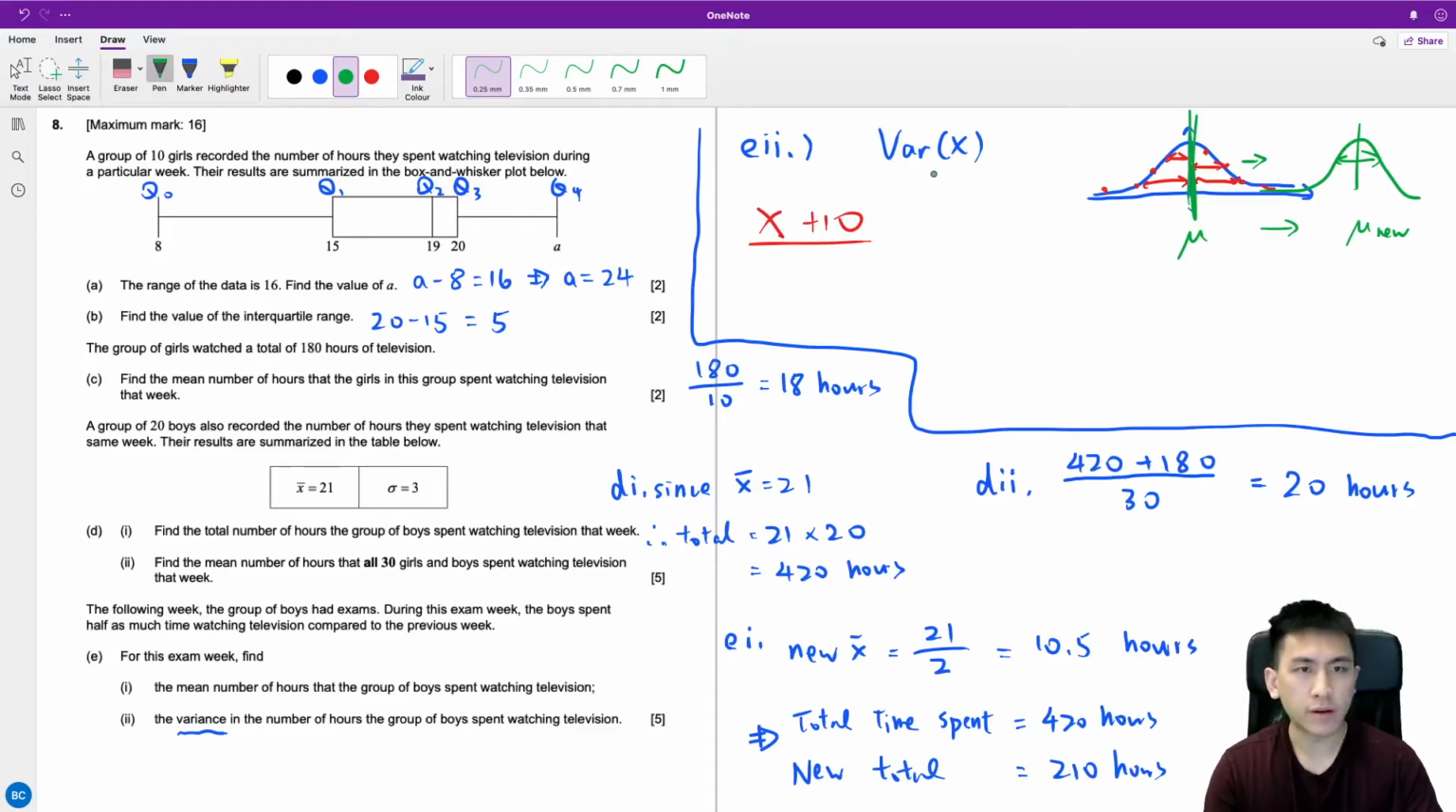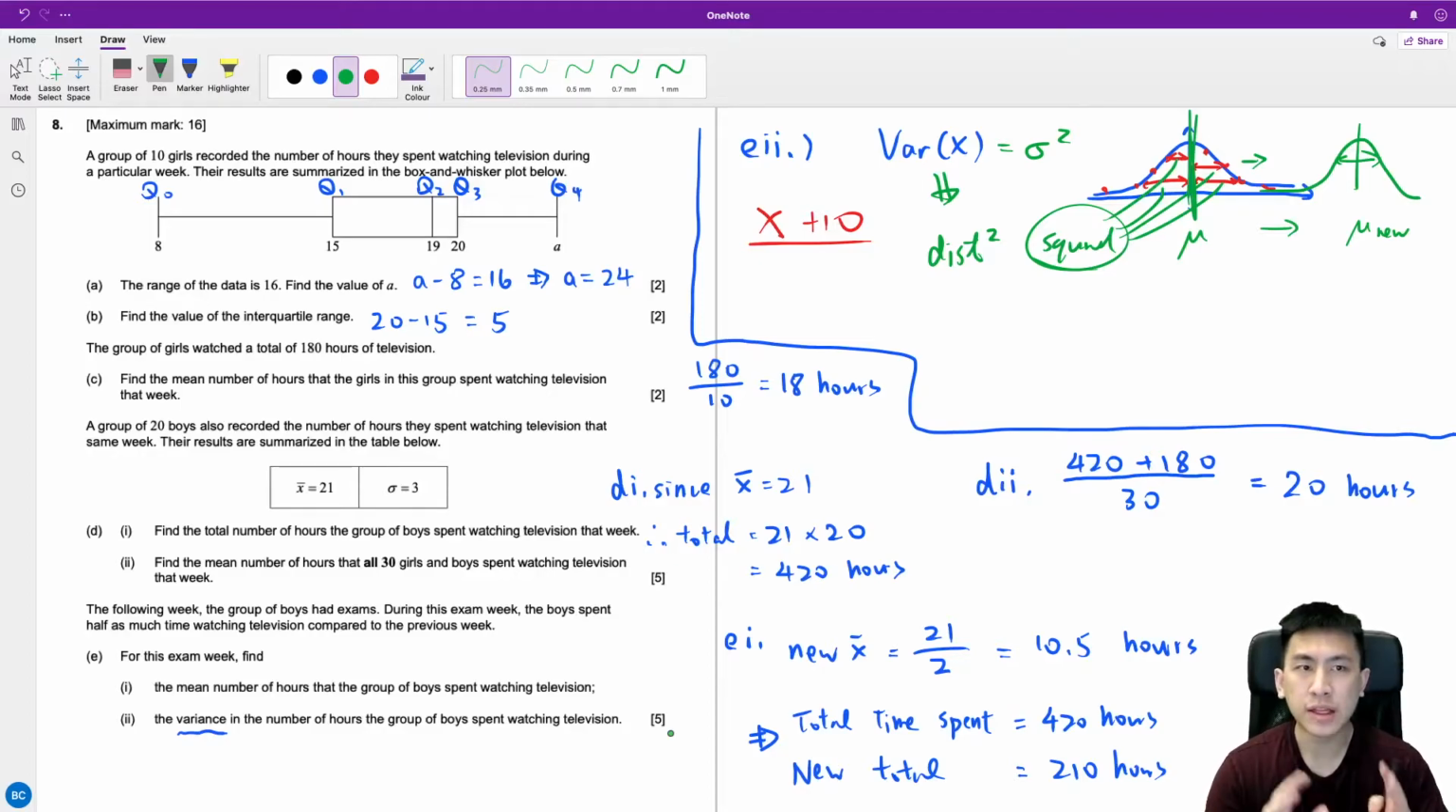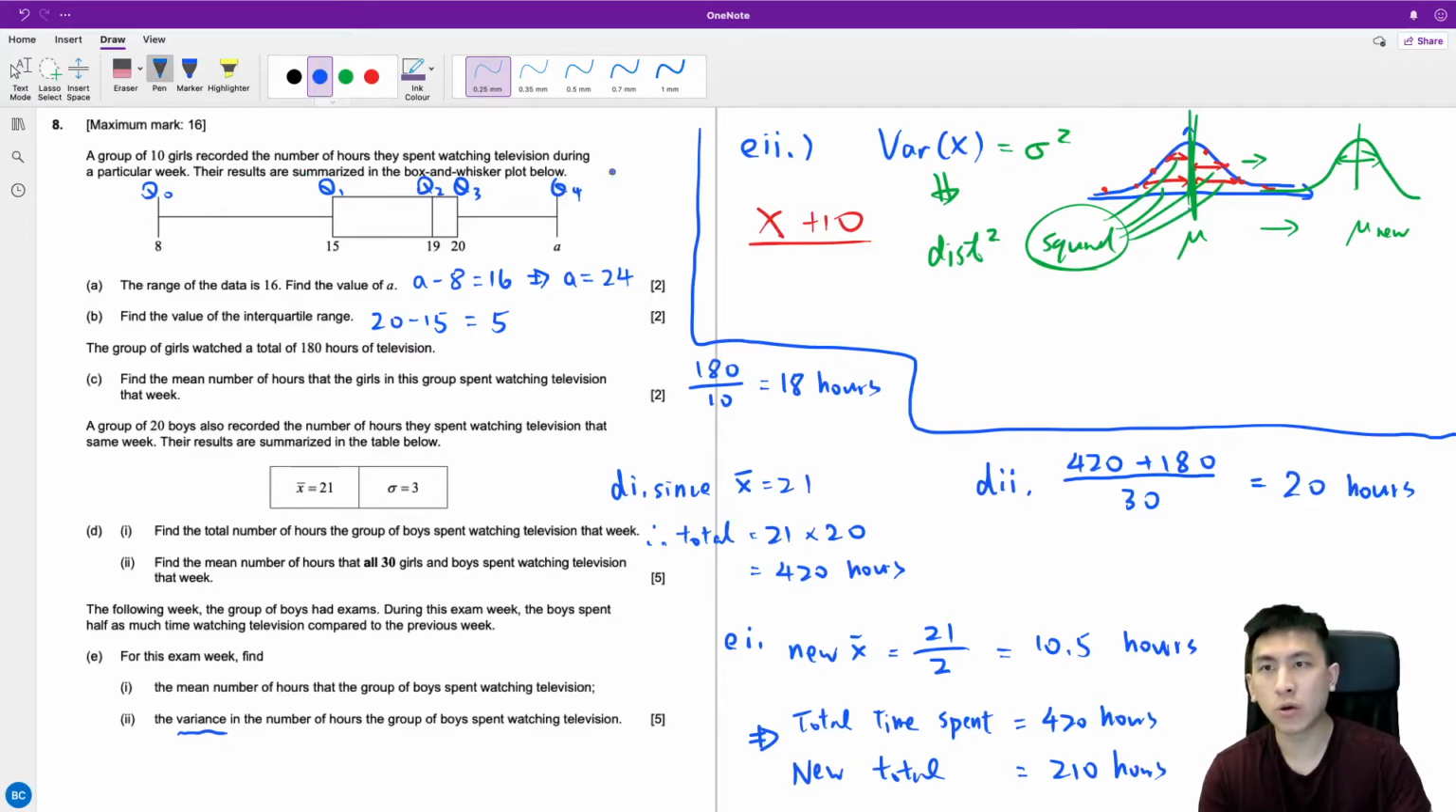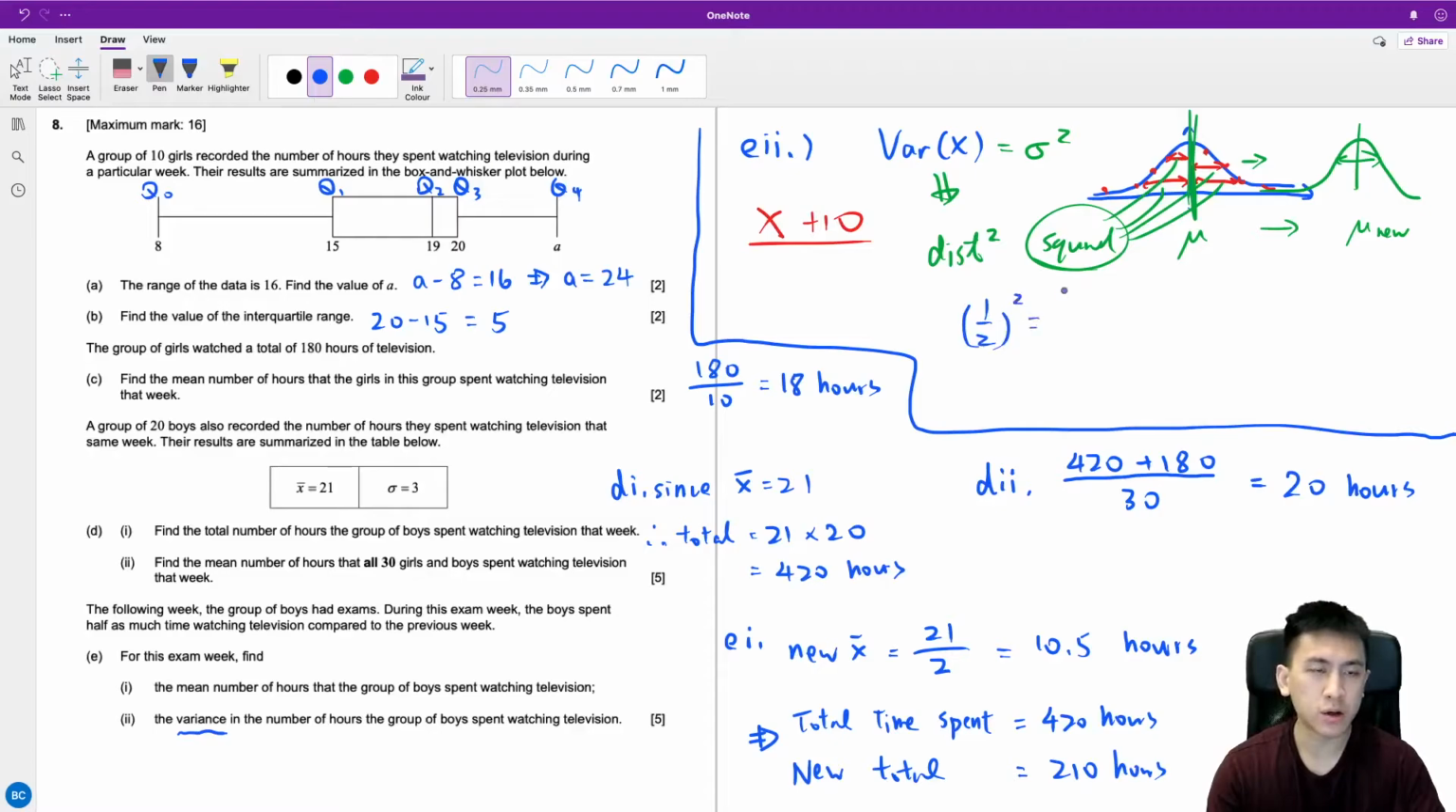However, just a quick thing about variance is that variance is actually the distance squared. I hope you remember, variance is standard deviation squared. Standard deviation is the average distance between the points and the mean. Variance is the distance squared between the points and the mean, basically a sum of all of these distances, but squared. Therefore, if you cut every point in half, the distance got cut in half, but the variance is distance squared. Therefore, it actually got cut to a quarter because a half squared equals a quarter.